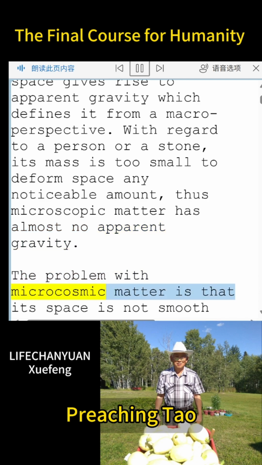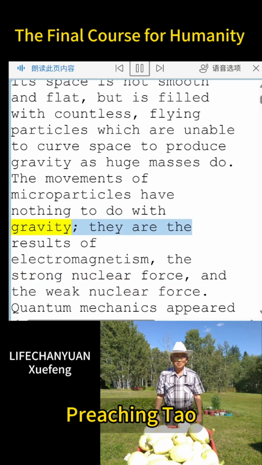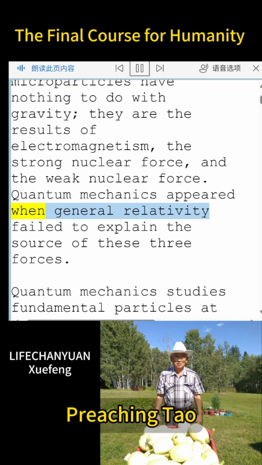The problem with microcosmic matter is that its space is not smooth and flat, but is filled with countless, flying particles which are unable to curve space to produce gravity as huge masses do. The movements of microparticles have nothing to do with gravity, they are the results of electromagnetism, the strong nuclear force, and the weak nuclear force. Quantum mechanics appeared when general relativity failed to explain the source of these three forces.